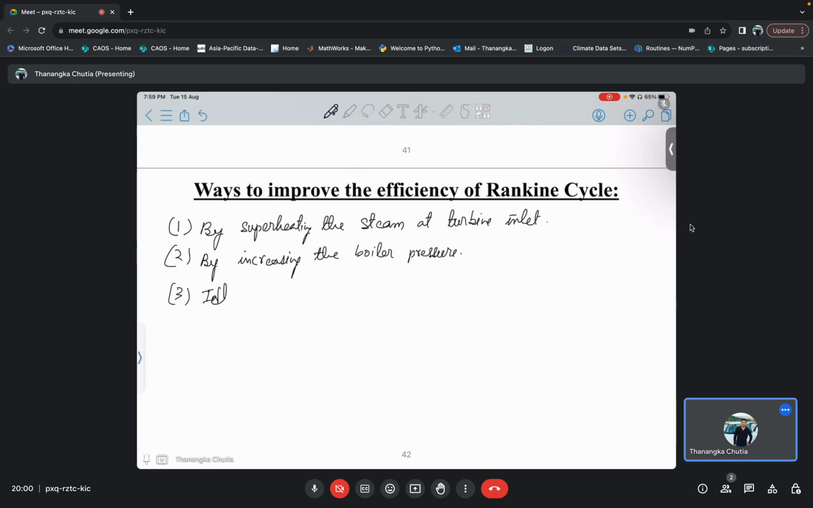Then the ideal reheat cycle. We can extract some steam at some low pressure level, and then reheat it to the inlet temperature of the turbine. It will also increase the efficiency, but again this has some limitations. The fourth one is the regenerative cycles. These are the different ways by which we can increase the efficiency of the Rankine cycle.